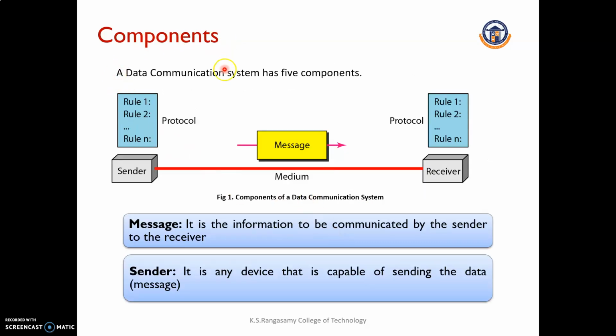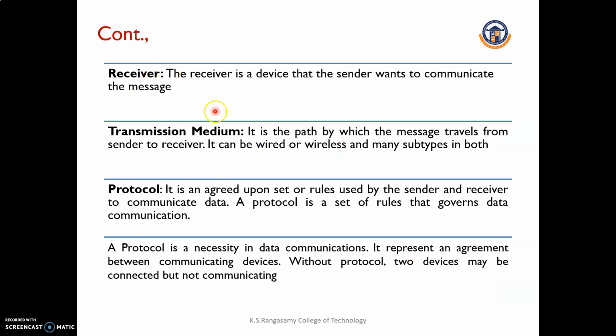The next topic is the components. Here the data communication system has 5 major components. The diagram represents the components of data communications: sender, medium, message, receiver, then protocol. First we see the message. That's the data. It is the information to be communicated by the sender to the receiver. The second one, sender or transmitter. It is any device that is capable of sending the data. The third one, receiver. The receiver is the device to which the sender wants to communicate the message.